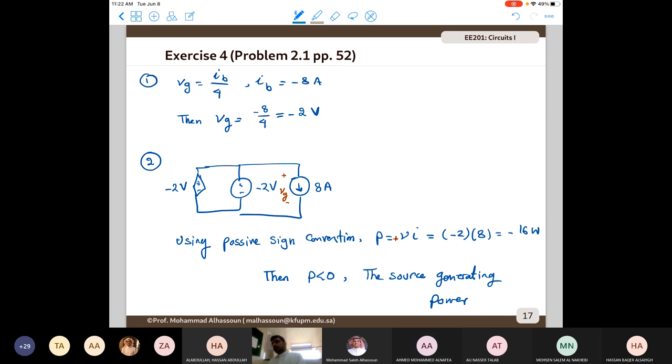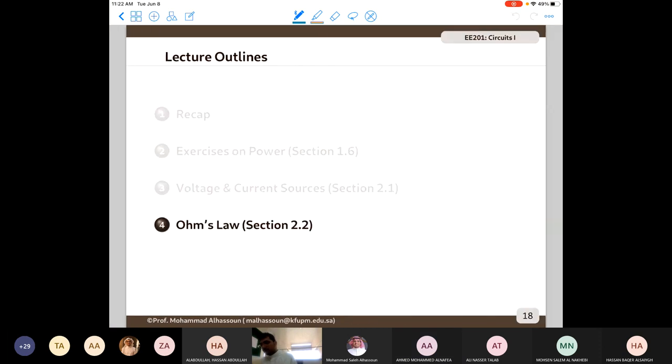Okay. Nothing. Okay. So now we're going to start a very important, very critical, very fundamental part of this course, which is Ohm's law. Ohm's law is one of the three fundamental concepts that we're going to heavily utilize in this course. It's going to be Ohm's law, Kirchhoff's voltage law, and Kirchhoff's current law. So starting with Ohm's law here.